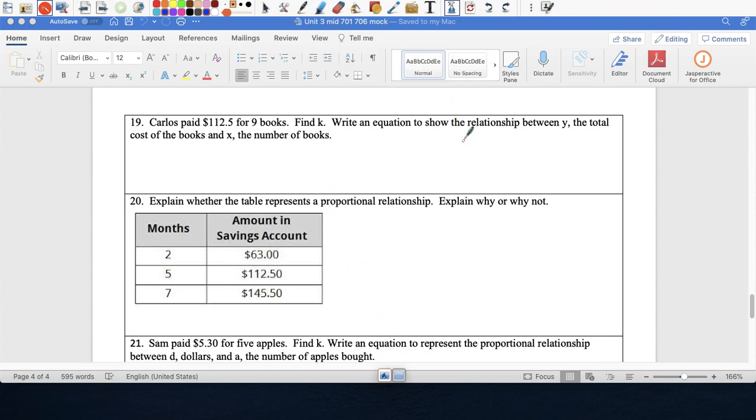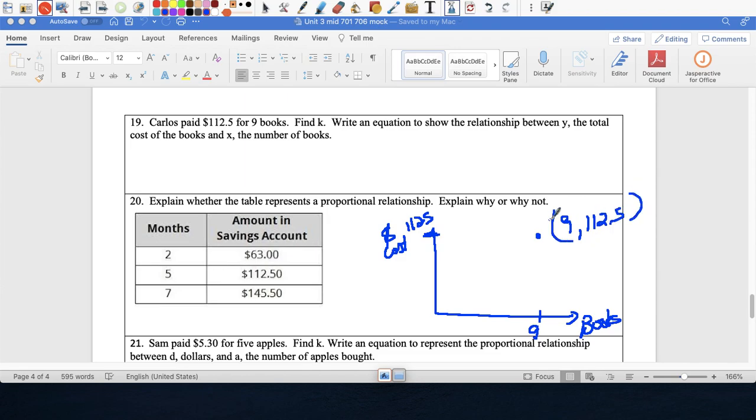Well, if you think about it, if you draw, books will be your independent variable, so that would be here. They're telling you that at 9 books, this guy here paid $112.50. That's the point right here. 9 books, $112.50. That would be this point. So we create a table of x, y values. This would be 9, and this would be 112.5.